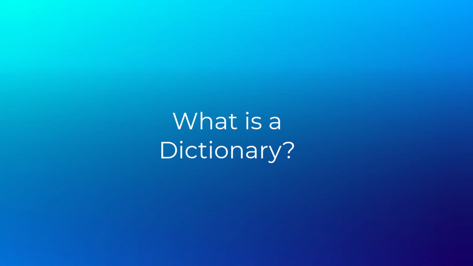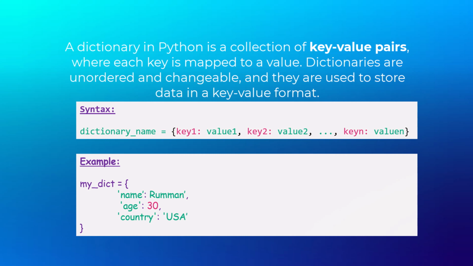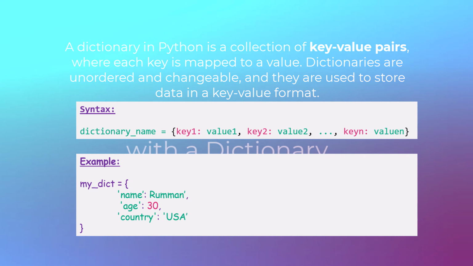What is a dictionary? A dictionary in Python is a collection of key-value pairs, where each key is mapped to a value. Dictionaries are unordered and changeable, and they are used to store data in a key-value format.